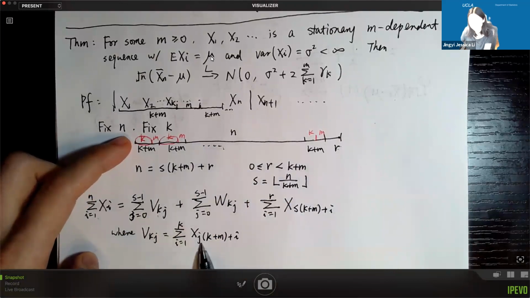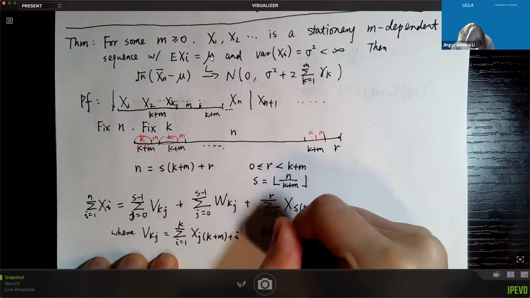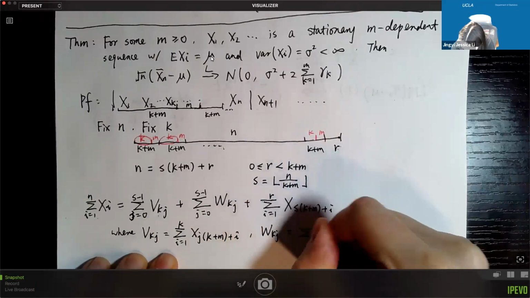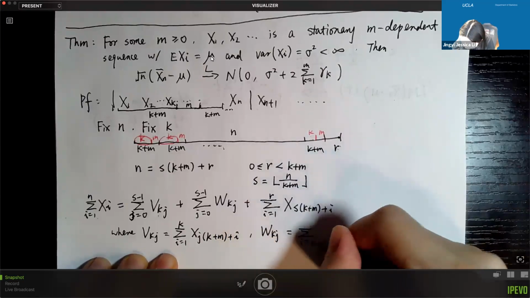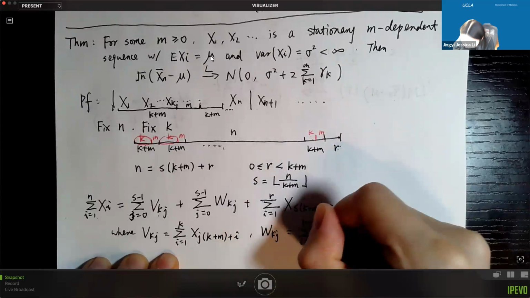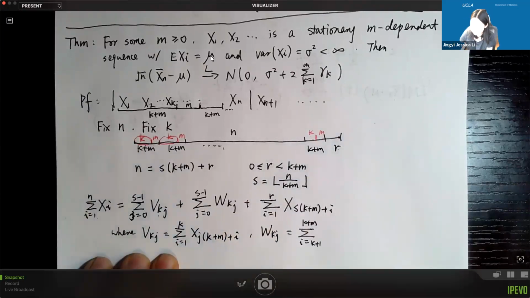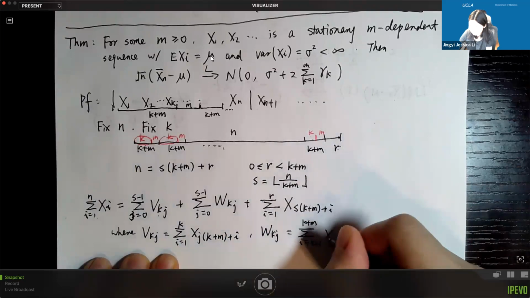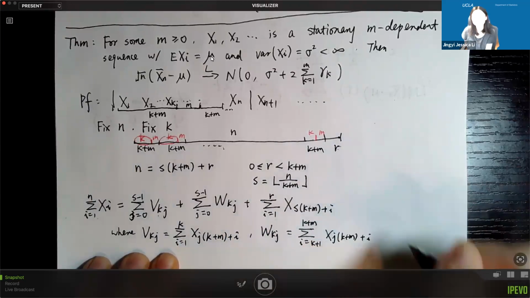If I let J start from 1, then here will be J minus 1. That's why. And W_{K,J}, still I let I go from now K plus 1 to K plus M, right? That's the second part of the segment. And here I have X_{J(K+M)+I}.